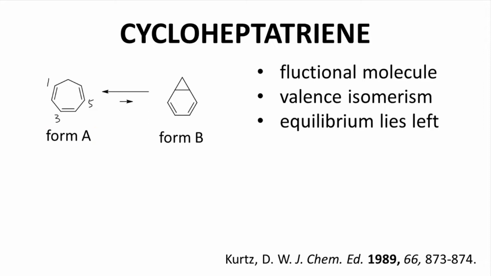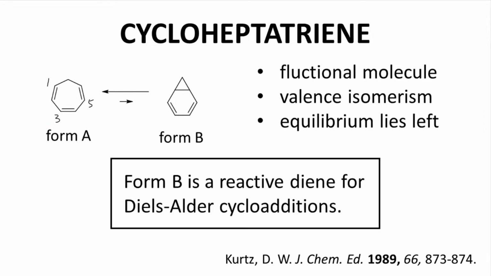Form B, however, is distinctive because it is fairly reactive as a diene in a Diels-Alder cycloaddition. You might notice that form A also includes a diene in its structure, but form A is much less reactive in the Diels-Alder reaction. It is the special reactivity of form B that we will exploit in this lab experiment.